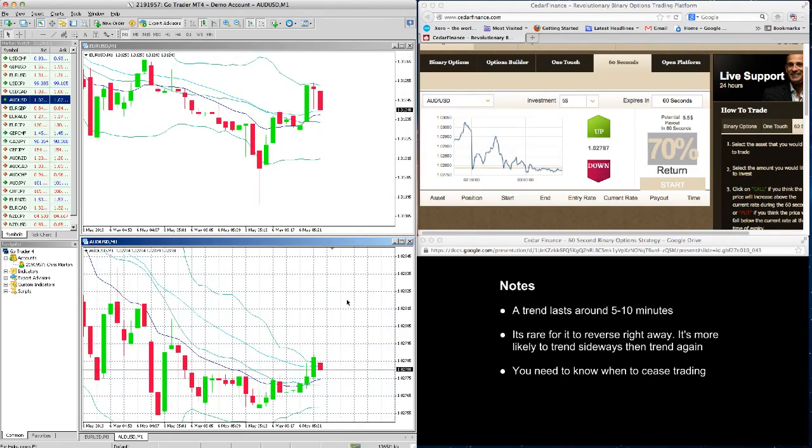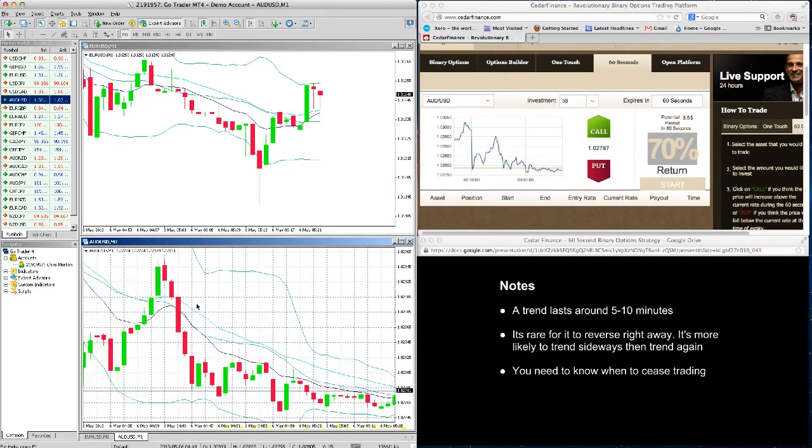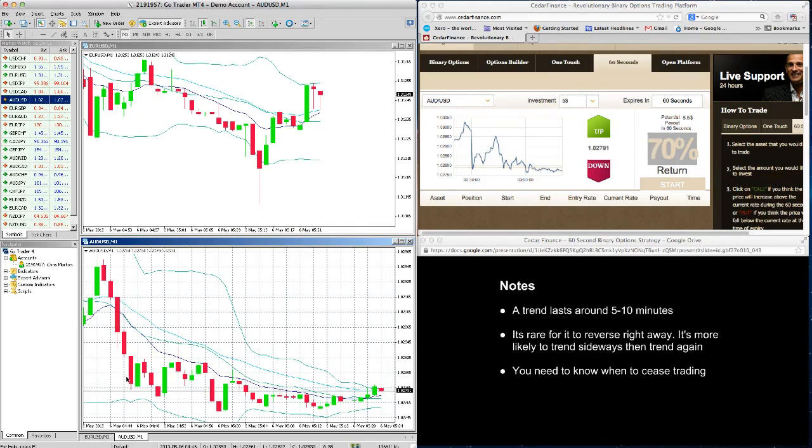It's rare to see a reversal straight away, but in this particular case, you actually did see a reversal pretty much straight away. So you need to know when to stop trading. Otherwise, if you keep on trading and there's no more trend, you're basically going to lose.